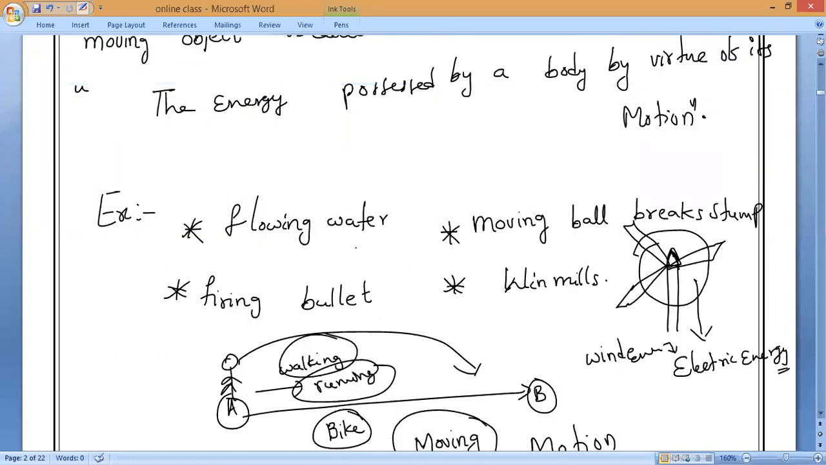You see that water is in motion, flowing water. Water is moving, so that is kinetic energy. Moving ball breaks the stumps. If I throw the ball, that ball will come and hurt you. If it hits, it will hurt you or not? Yes, sir. When it is traveling, it possesses some energy. That energy we call kinetic energy. So whatever the object, when it is in motion, it will possess or release some energy. That energy is called kinetic energy. Is it okay? Understand? Yes, sir.